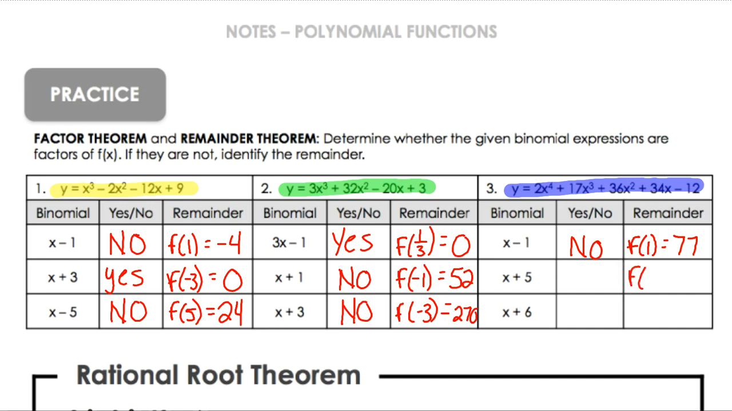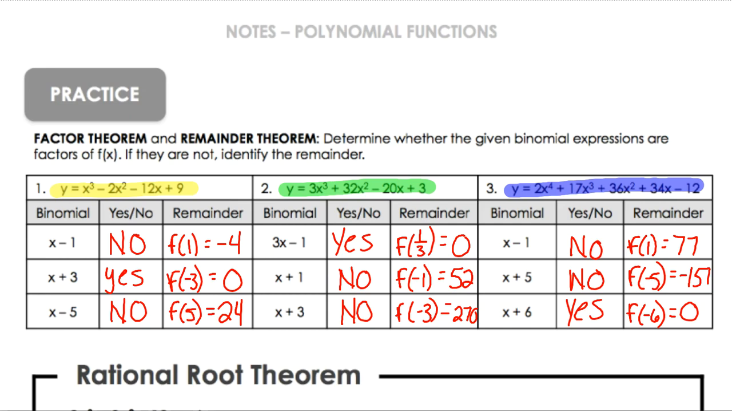All right, now let's plug in -5. If I substitute in -5 there, I get -157, which is not 0, so that is not a factor. And lastly, this final one is asking me to substitute in -6. When I substitute that in, I get a 0 out, so that is a factor. So the remainder and the factor theorem kind of go together there. They let you work simultaneously.